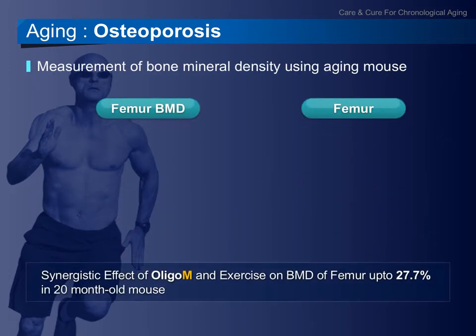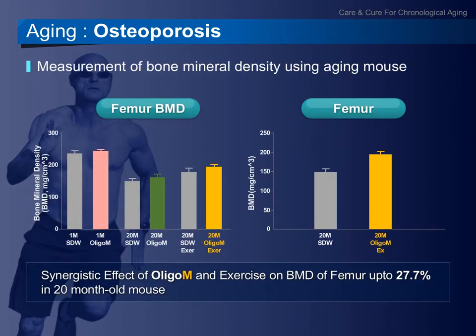As you can see in the femur, or upper bone in the leg, there was a 7.1% increase in bone mineral density of the OligoM group in comparison to the sterilized distilled water group. When exercise is also included as a factor, there is a 6.6% increase in bone density for the OligoM group in comparison to the water and exercise group.